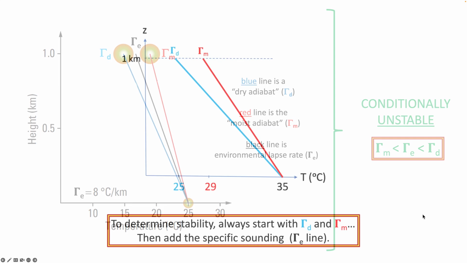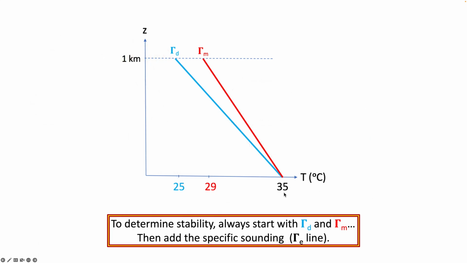Okay, let's keep going. So in general terms, to determine the stability of the atmosphere, you always start by just drawing your dry and your moist adiabat. The dry adiabat is always going to have a lapse rate of 10 degrees per kilometer. The moist adiabat is always going to have a lapse rate of 6 degrees per kilometer.